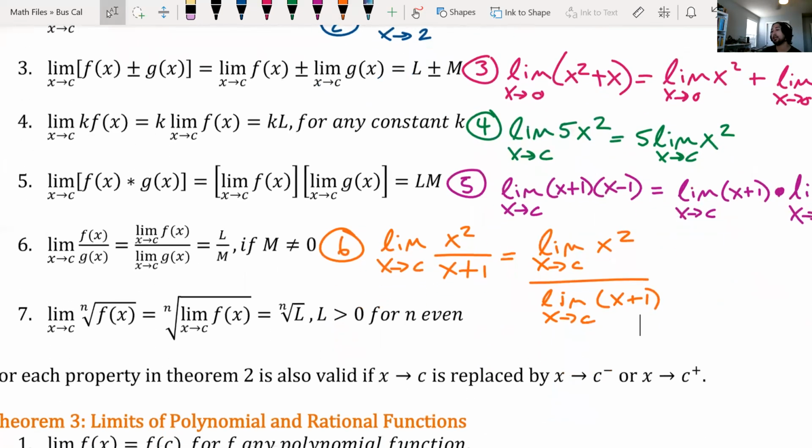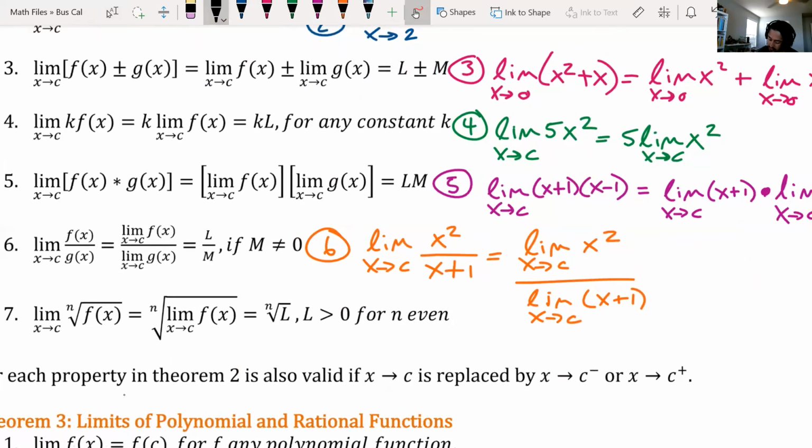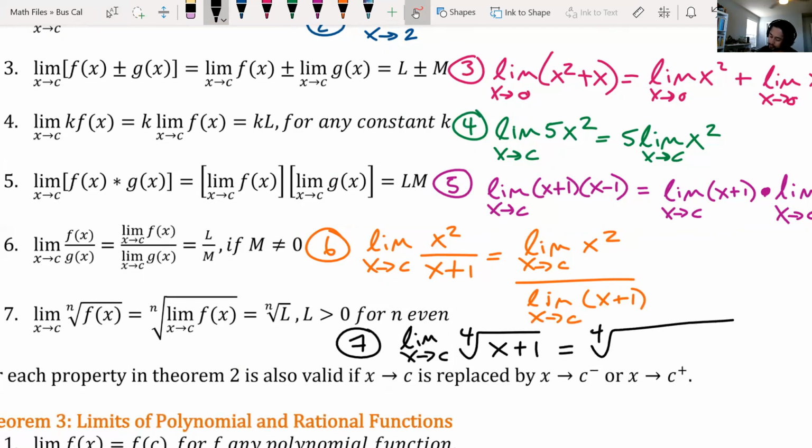And the very last property, number 7, says I can apply the limit inside a radical of any power. So we say the limit as x approaches c of the nth root of f of x is equal to the nth root of the limit of f of x. So all we did was take that limit and put it inside the radical. To represent number 7, if I said the limit as x approaches c of, let's say, the 4th root of x plus 1, I can rewrite this as the 4th root of the limit as x approaches c of x plus 1. That's it. You just take the limit and apply it inside the radical.